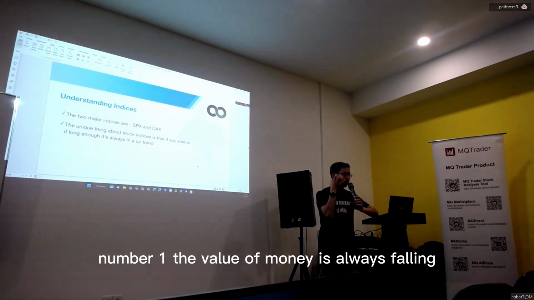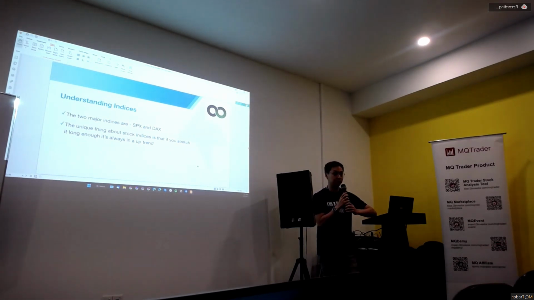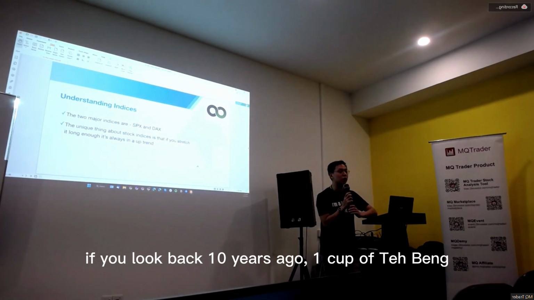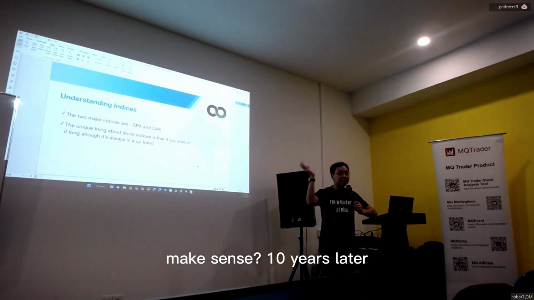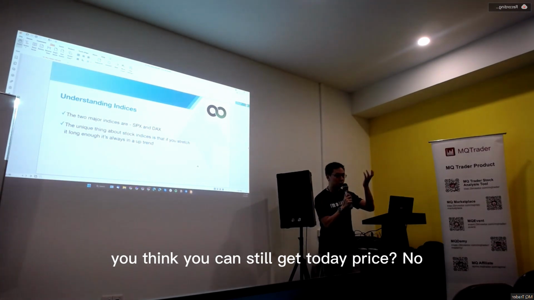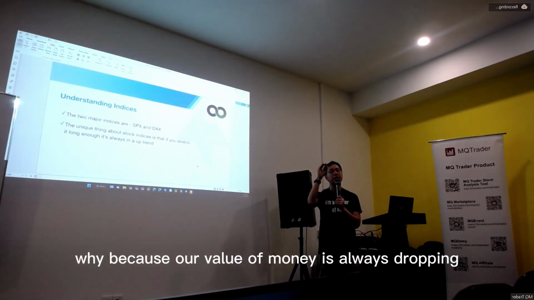Number one, the value of our money is always falling. Okay, if you look back 10 years ago, 1 cup of coffee, and now 1 cup of coffee, the price has definitely increased. Make sense? 10 years later, you think you can still get today's price? No. Why? Because the value of money is always dropping.